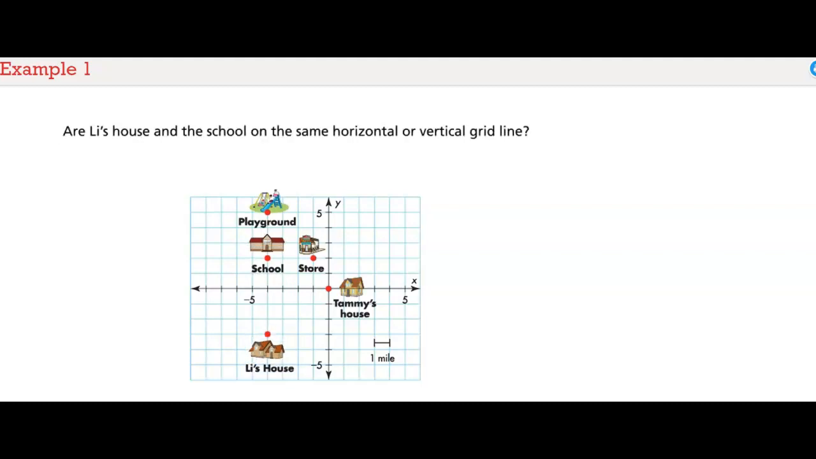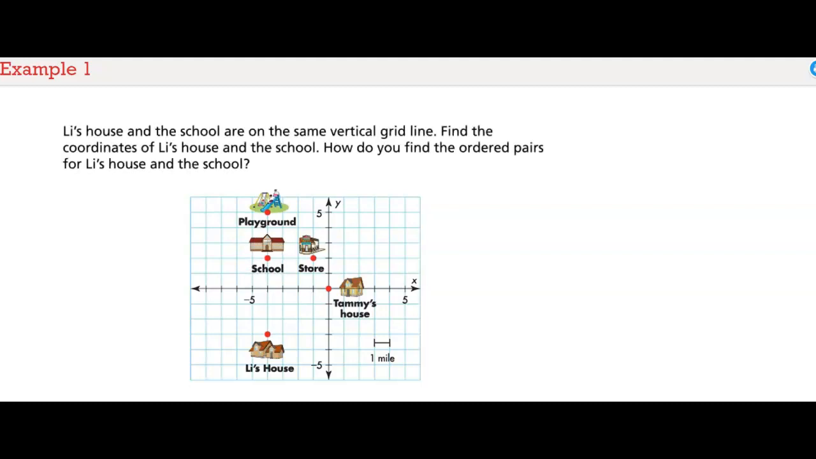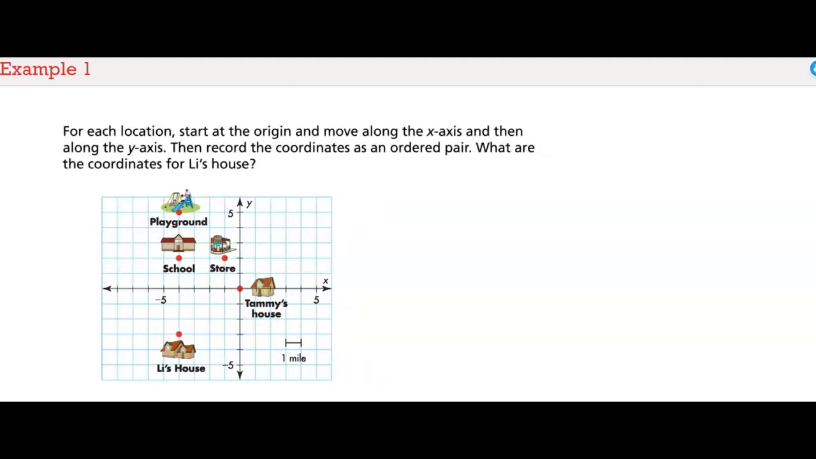Are Lee's house and the school on the same horizontal or vertical grid line? Lee's house and the school are on the same vertical grid line. Find the coordinates of Lee's house and the school. How do you find the ordered pairs for Lee's house and the school? For each location, start at the origin and move along the x-axis and then along the y-axis. Then record the coordinates as an ordered pair.